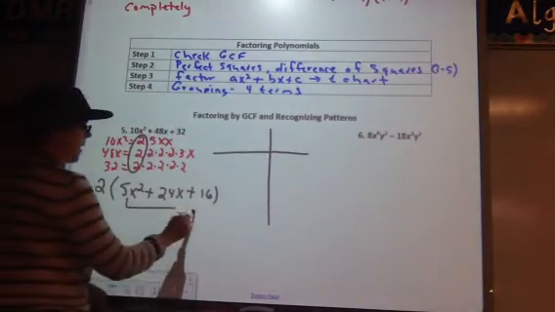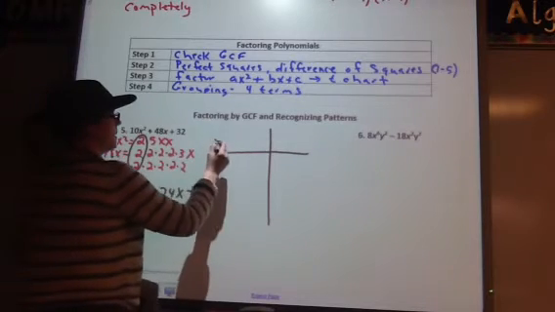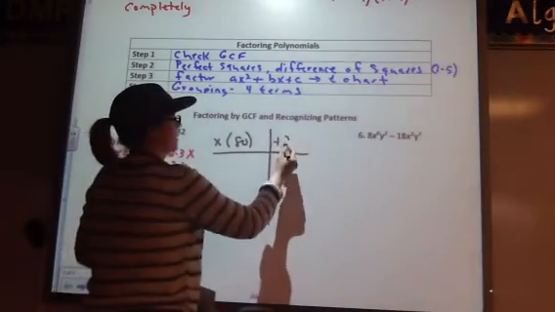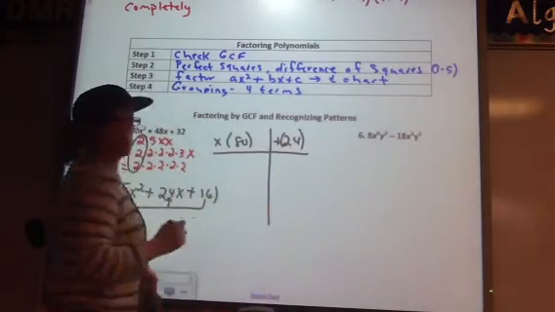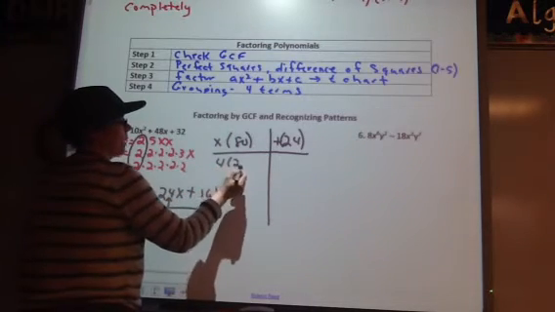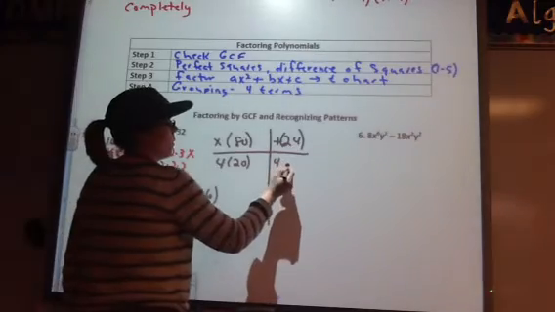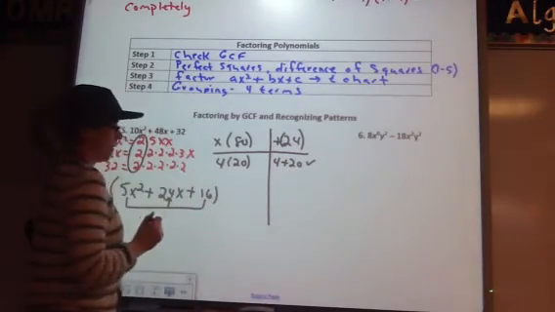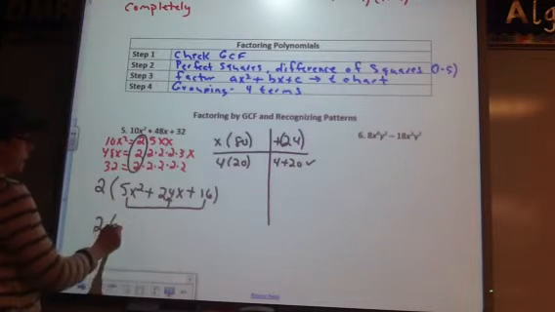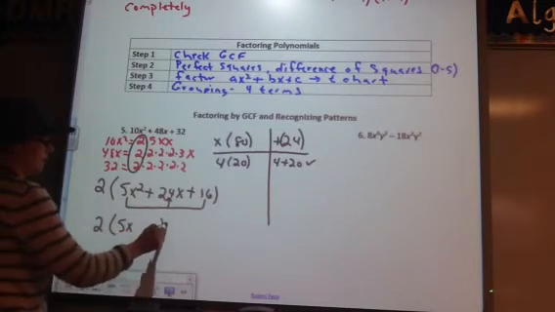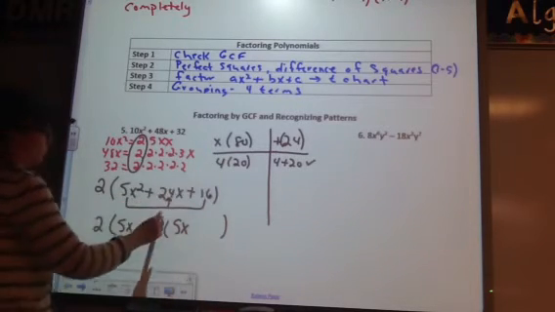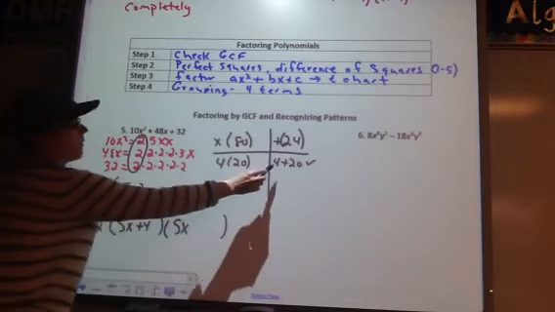So when we multiply 5 times 16, we get 80, but when we add, we need 24. Okay, so 4 times 20 will give me 80. 4 plus 20 will give me 24. So let's factor this out. Now we need to keep this 2 here. All right, we're going to keep the 5 and the x, 5 and the x. Okay, so I have a plus 4 and I have a plus 20.